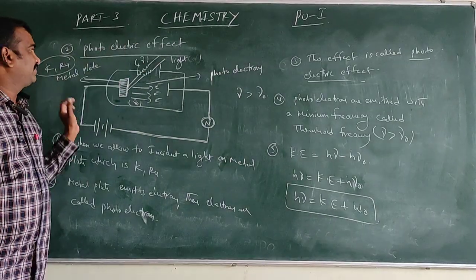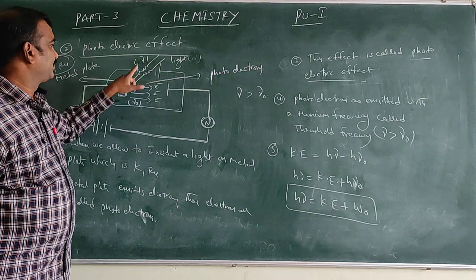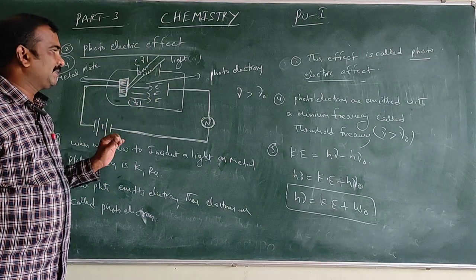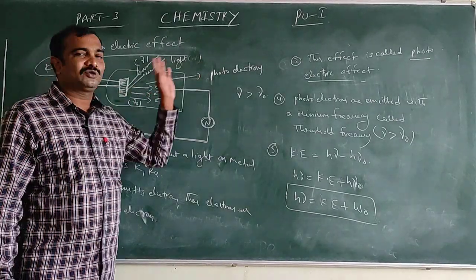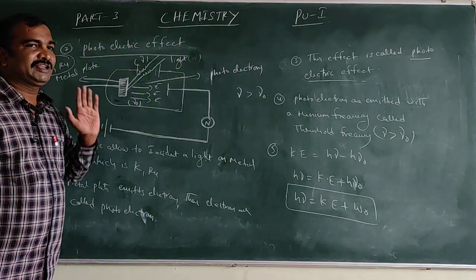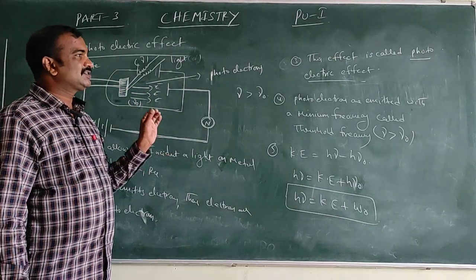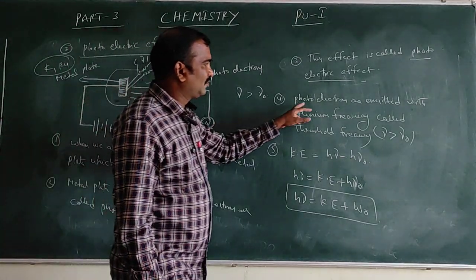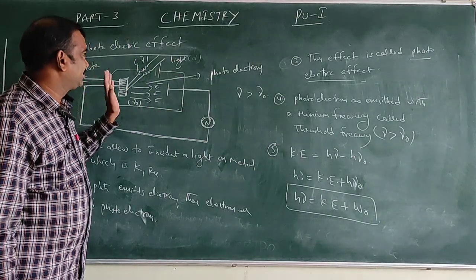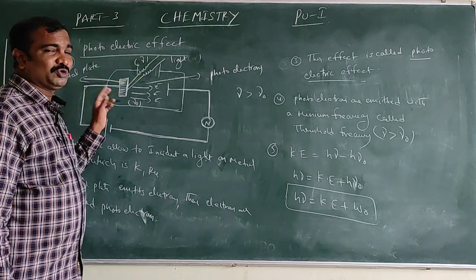Again, I will explain the photoelectric effect. Simply, when light of suitable frequency is incident on a metal plate, electrons are emitted. These emitted electrons are called photoelectrons. The incident frequency must be more than the emitted frequency. The minimum frequency required for the photoelectrons to be emitted is called the threshold frequency. Very important. So with this threshold frequency the photoelectrons are emitted, and the incident frequency is always more than the threshold frequency.